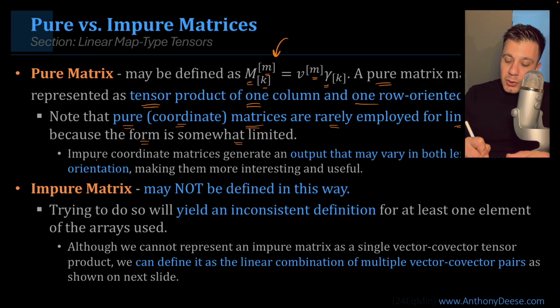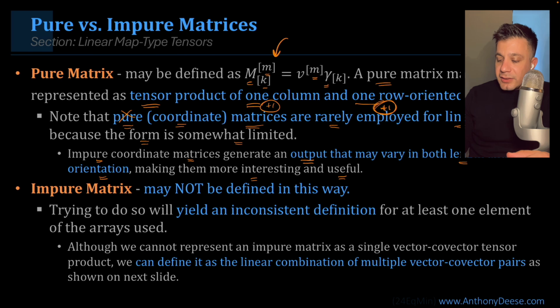Okay, impure coordinate matrices, which is really just the opposite of pure, meaning it needs more than one column-oriented and more than one row-oriented array. The impure coordinate matrix generates an output that may vary in both length and orientation, making them more interesting and useful, whereas the pure matrix really only allows us to vary the length.